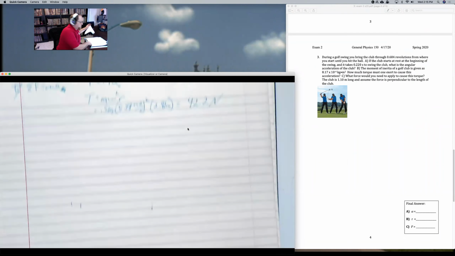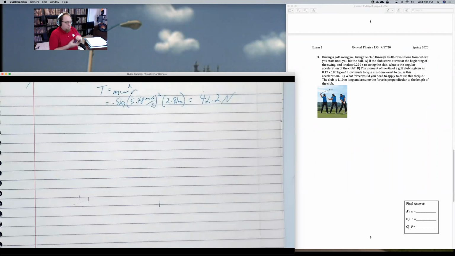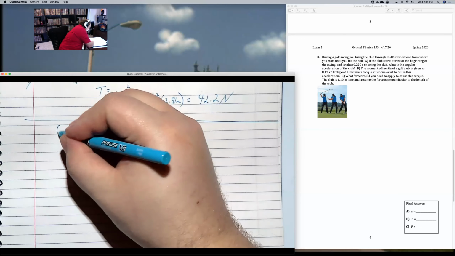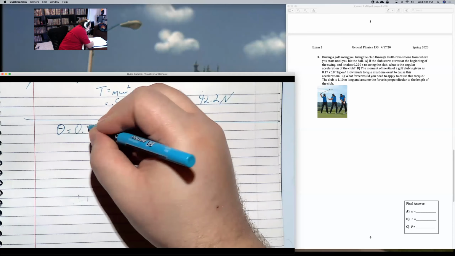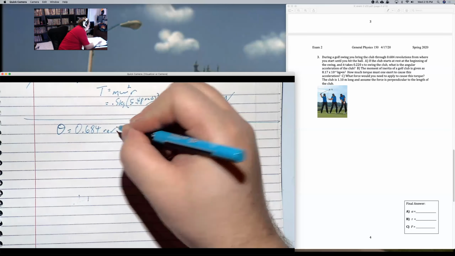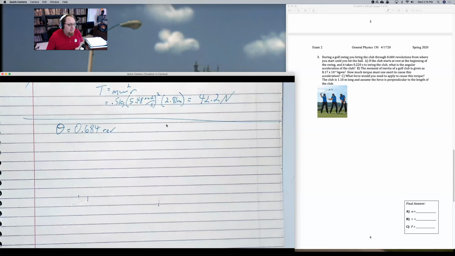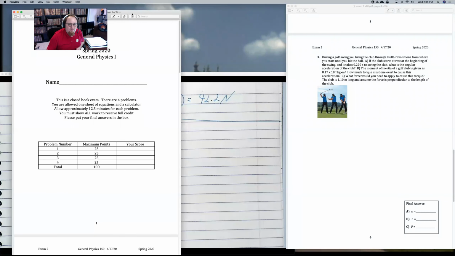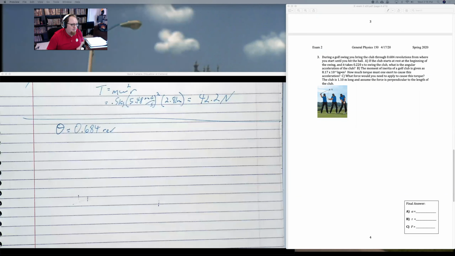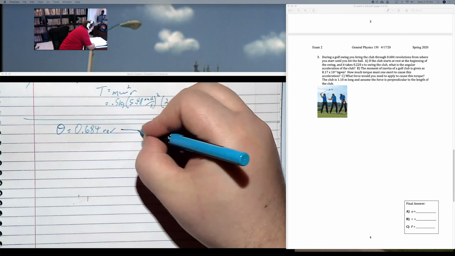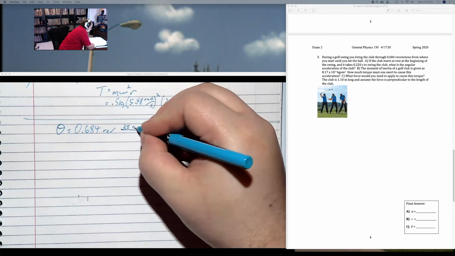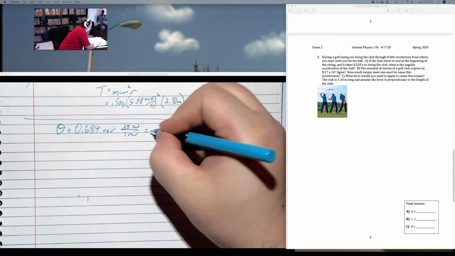This problem says during a golf swing, you bring the club through 0.684 revolutions. I'm pausing right there. That's a theta, a number of revolutions, 0.684. But we never want to work in revolutions. Anytime I give you anything in revolutions, you're going to want to convert that to radians. So I'm going to multiply this by 2 pi to get radians after canceling out my revolutions.